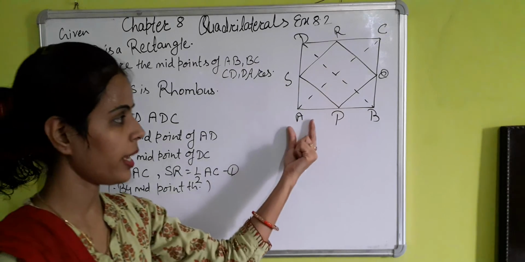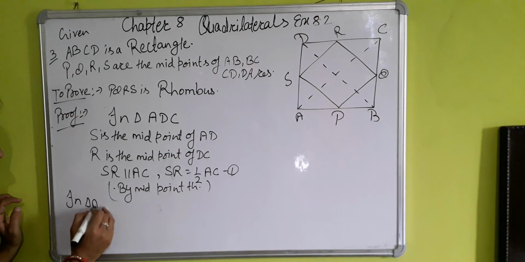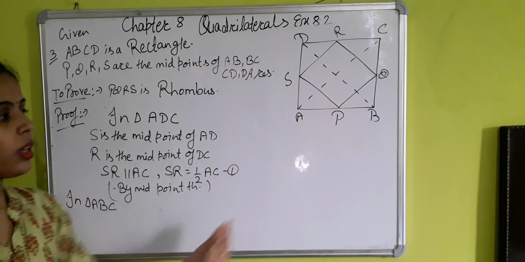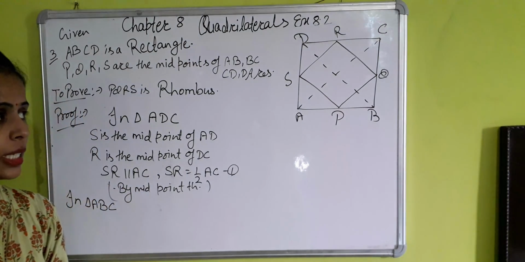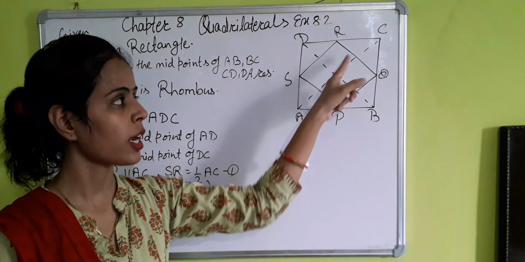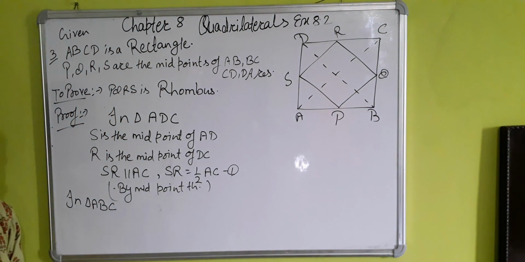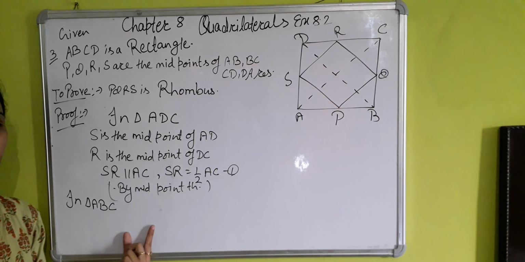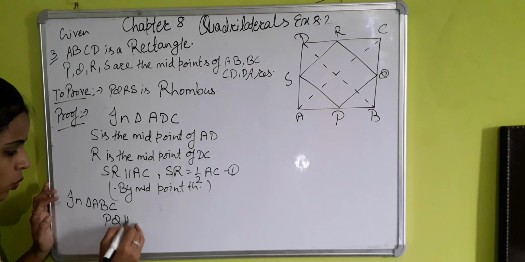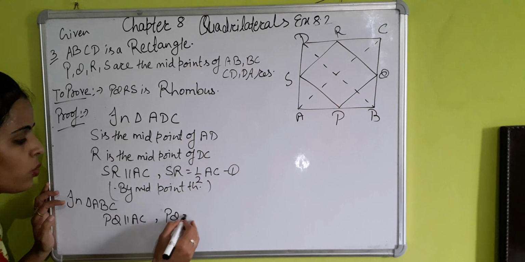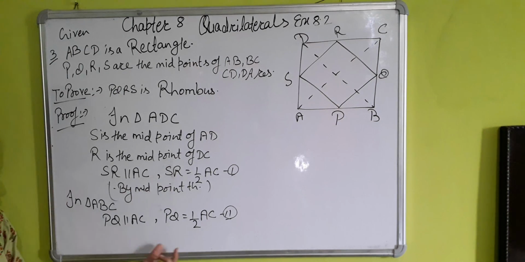Similarly, now take triangle ABC. In triangle ABC, P is the midpoint of AB, Q is the midpoint of BC. Then by the midpoint theorem, line PQ is parallel to AC and PQ is half of AC.